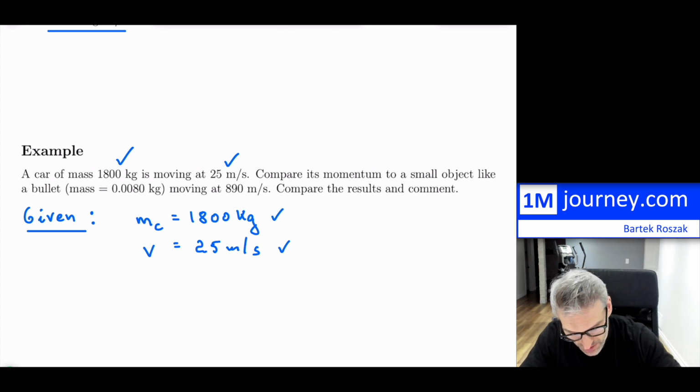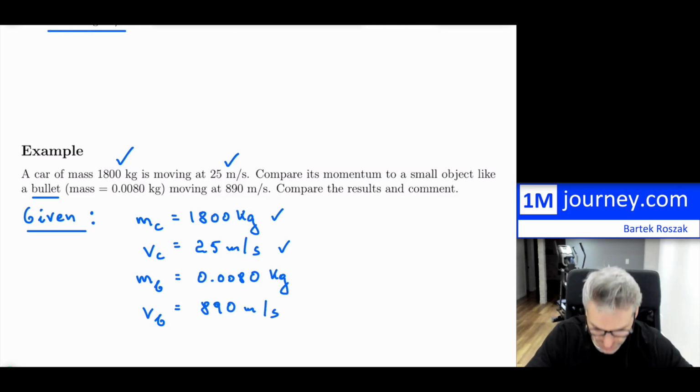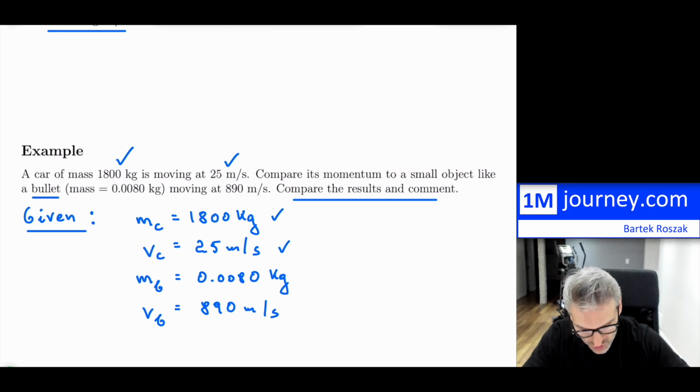Now, if you're going to compare this car to a small object, something like a bullet, that's going to be m with a little b in here, so it's very, very tiny. Notice that everything has two significant figures. It is moving at, so I'll put c here and a little b here, this bullet is pretty quick, right? So 890 meters per second. That's super fast. But let's compare these two results when it comes to actual momentum. So it says to compare the two.